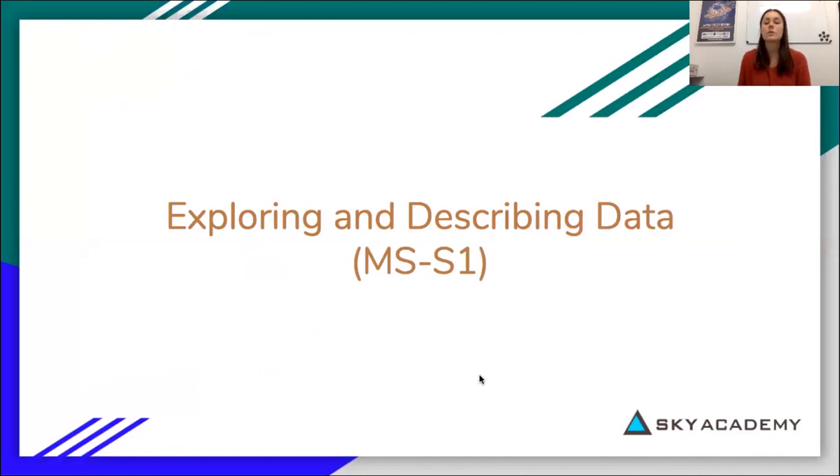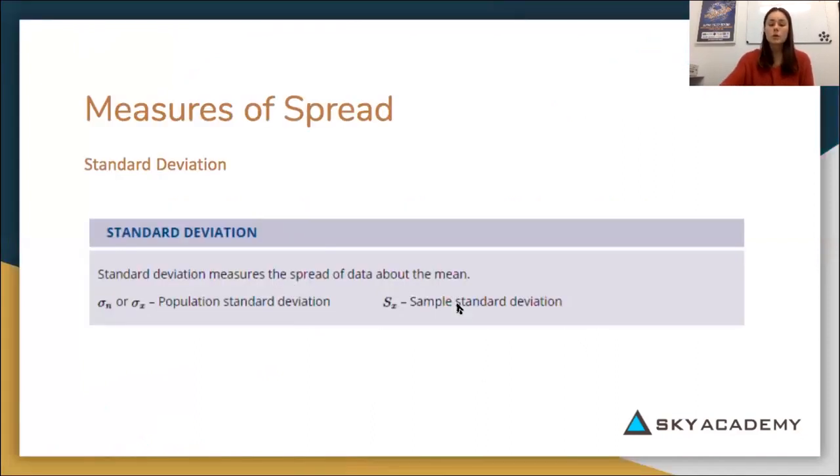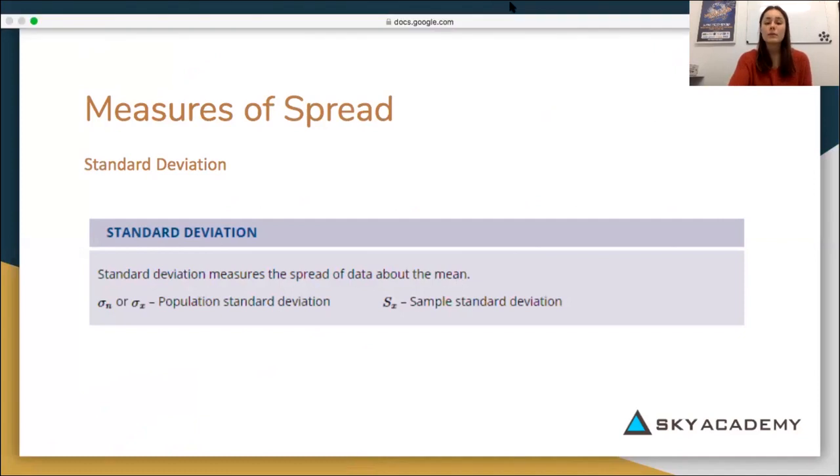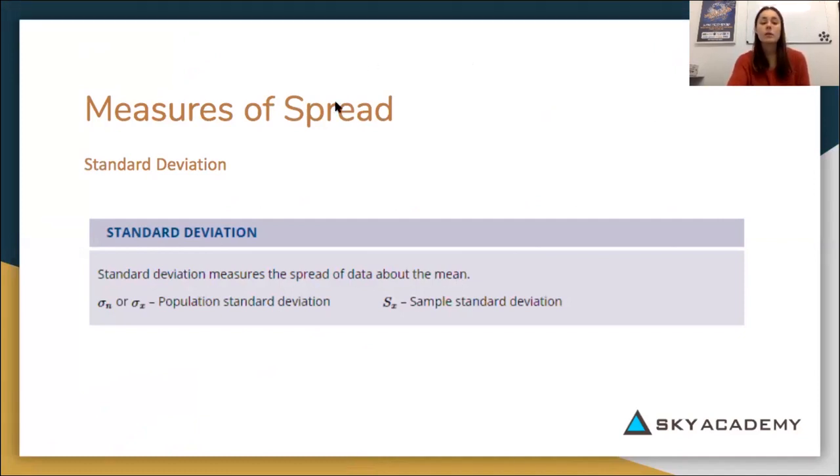In our previous video, we looked at part 1 of measures of spread, where we looked at range and IQR. And in this video, we're looking at measures of spread again, but we're looking at standard deviation. Standard deviation is the spread of data about the mean. So how far the data is spread around the mean.